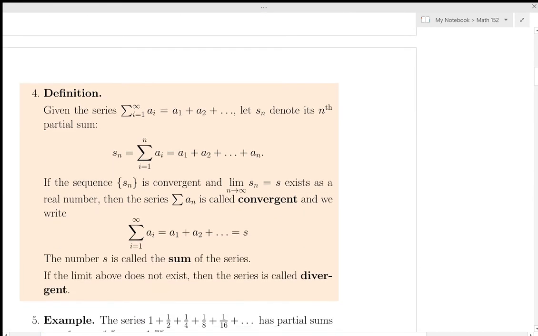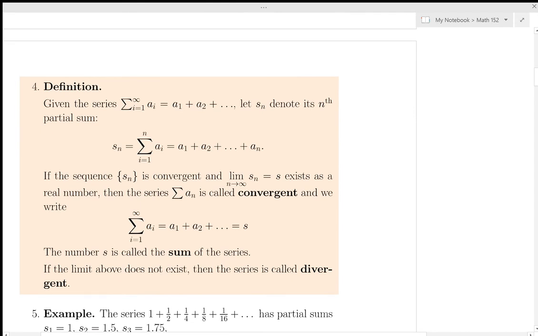Okay, so here we are. We've got a series. i is going from 1 to infinity. And we have a1, a2, a3, just like usual. Sn is the nth partial sum. That's this expression right here.